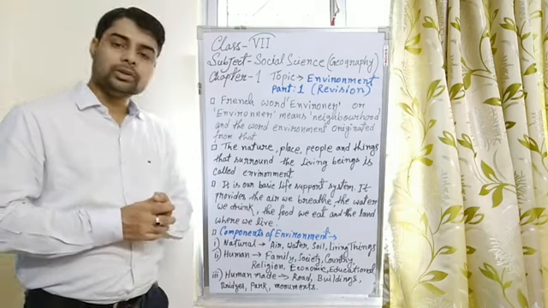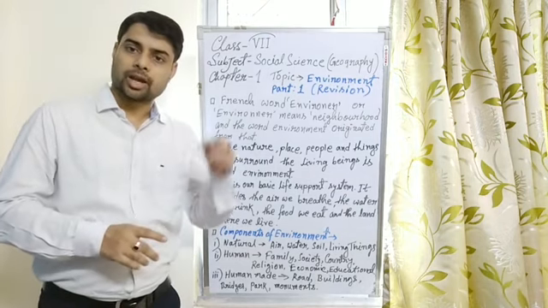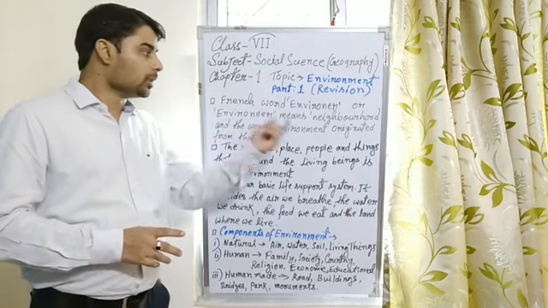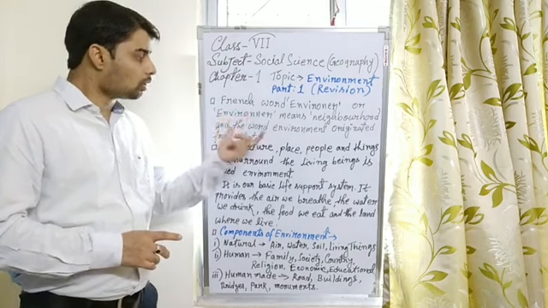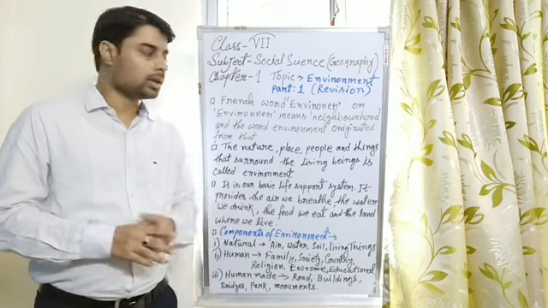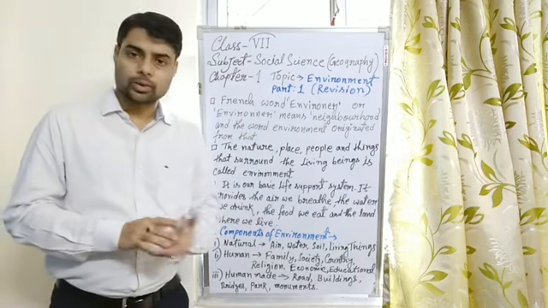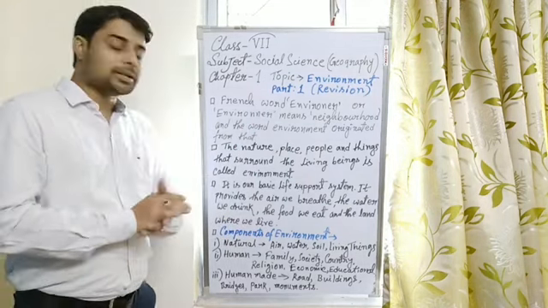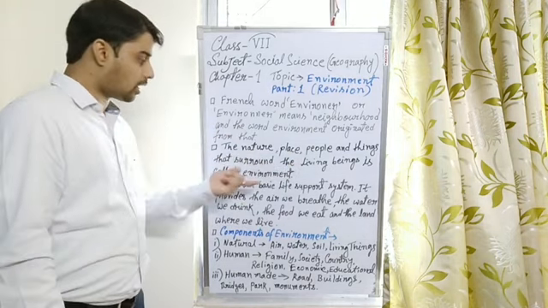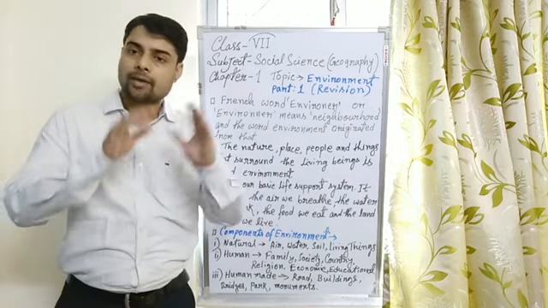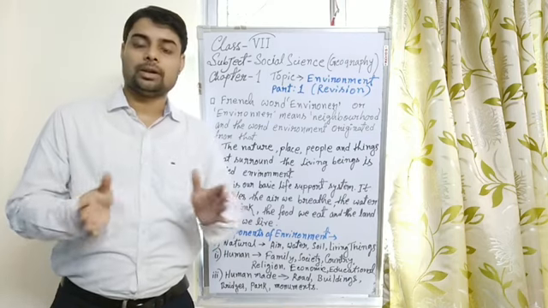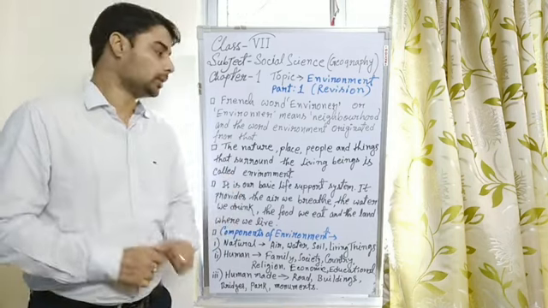Now we'll search what is the origin of the word environment. The French word environnement or environner means neighborhood, and the word environment originated from that word. Environnement is a French word, meaning neighborhood or surroundings. So what is environment actually? The nature, the place, the people, the things that surround living beings are called environment. Everything surrounding us, the living and non-living things as well as all the human-made things together, is called environment.